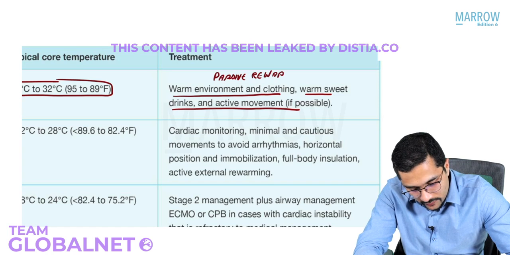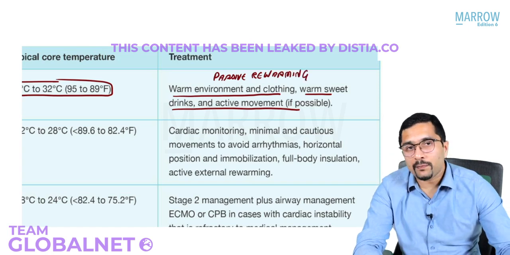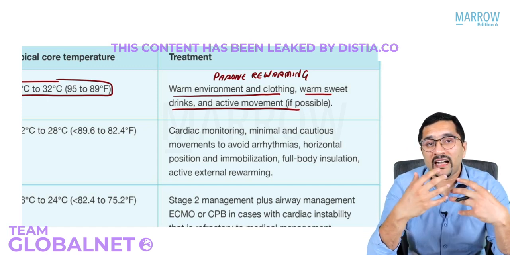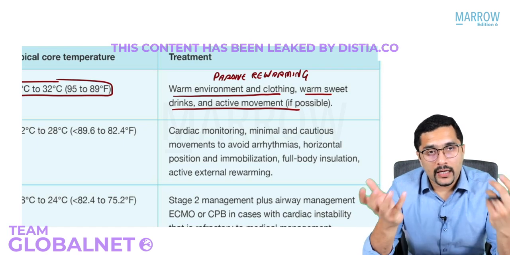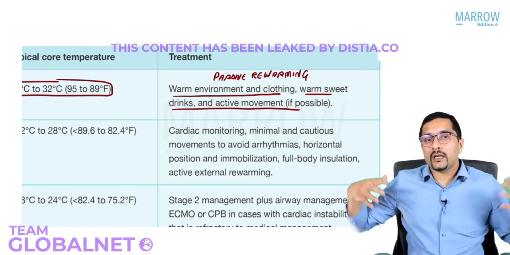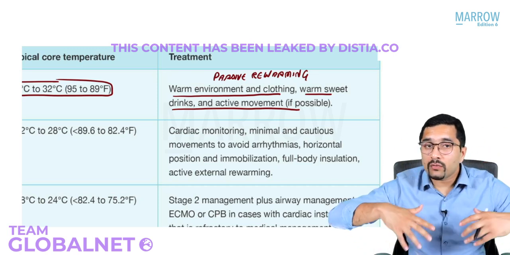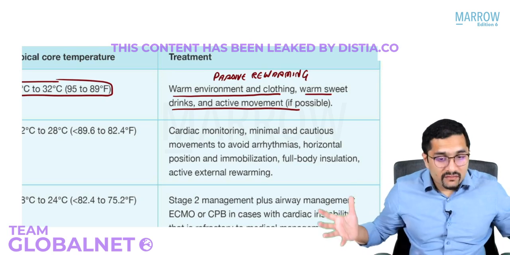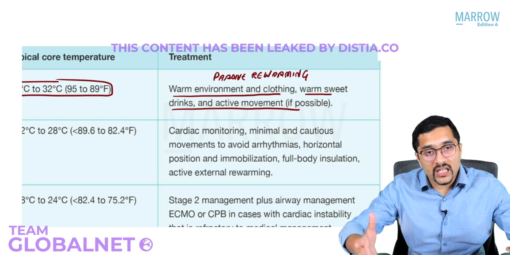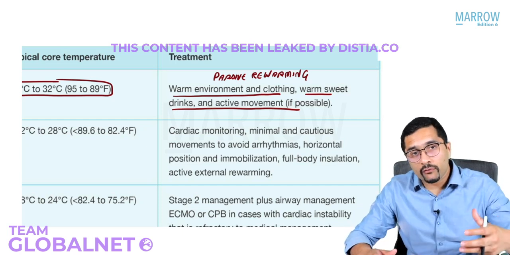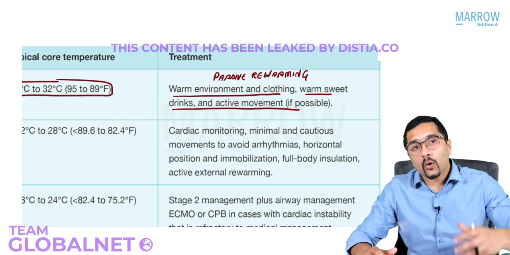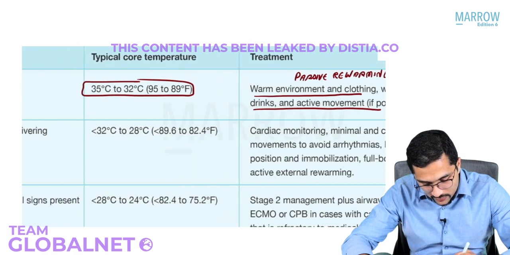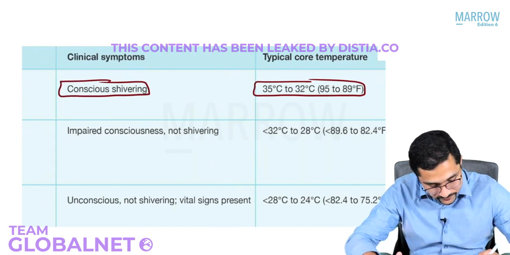Now there are two types of rewarming techniques which I'll tell you about. One is passive rewarming and one is active rewarming. Passive rewarming is where we are preventing the loss of heat from the body. And how do we do that? We dry up the patient, we put blankets, we put a cap. So we want to prevent heat loss. Whereas active rewarming techniques are where we are trying to increase the core temperature by giving warm fluids, by putting in a heater. All those things are adding to the temperature. So for stage 1, only passive rewarming techniques are enough.